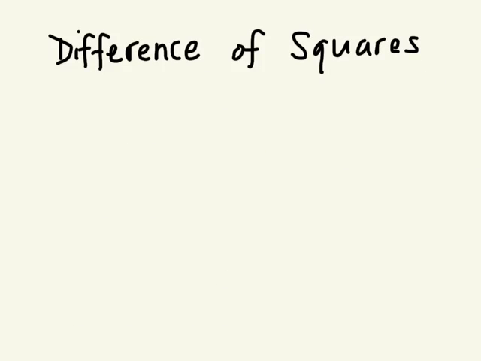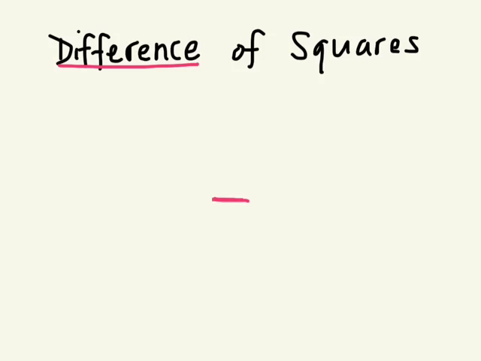The last type of factoring we're going to learn is how to factor a difference of squares. What does the word difference mean in mathematics? Subtraction. It means to subtract, right? We just learned what a perfect square is.